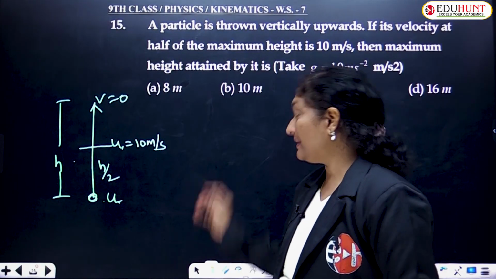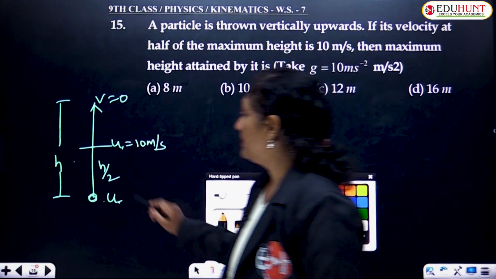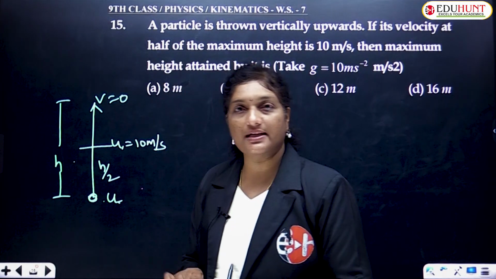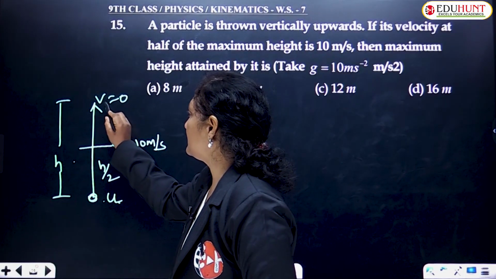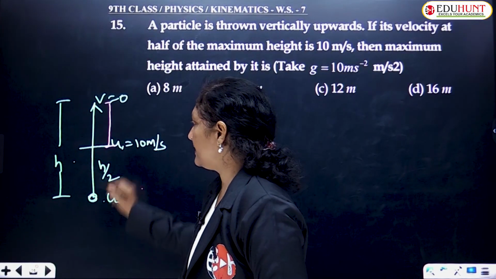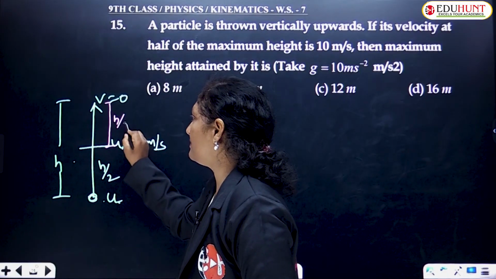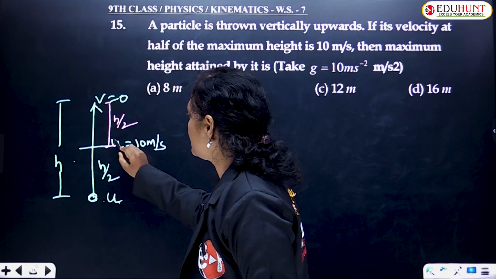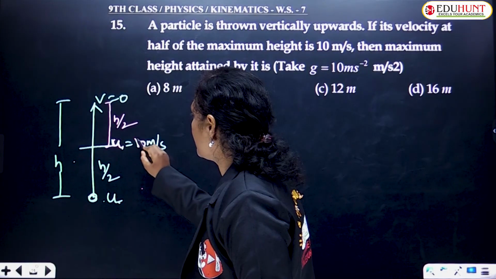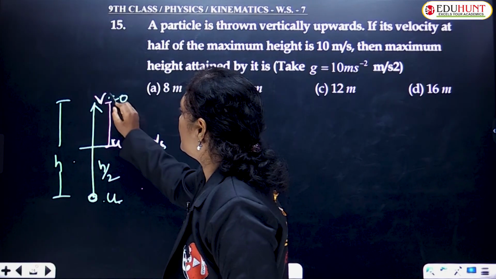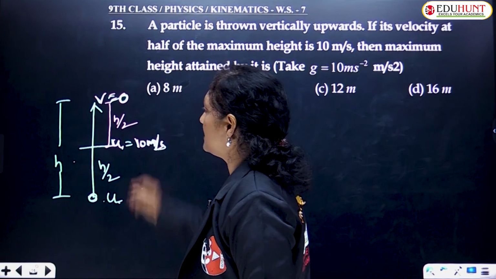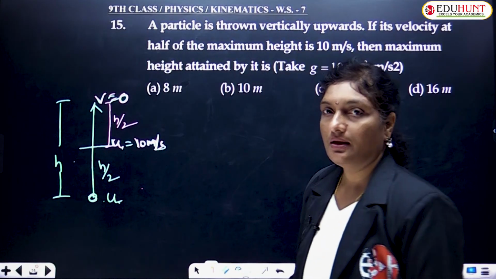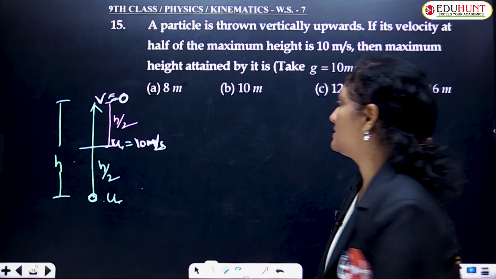So, no information. But if you focus on the latter case, the total height was given as h, and this portion was given as h by 2. So what could be the remaining height, children? Total is h, this portion is h by 2, so no doubt it will be h by 2. In this case, this velocity is 10 meter per second and the velocity at the top is 0. Initial velocity known, final velocity known, distance is also known. Can't you find out the height? Of course, you can.